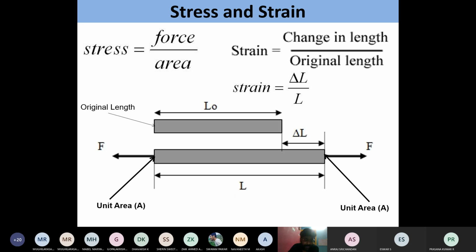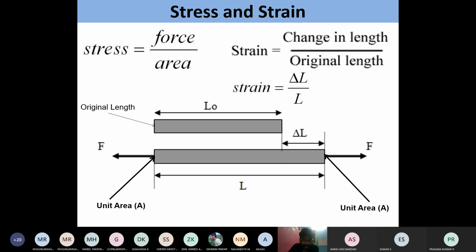When the stress is not applied to the material, the strain will not take place, because the stress is directly proportional to the strain. This is Hooke's assumption. According to Hooke's law, within the elastic limit, the stress is directly proportional to the strain.